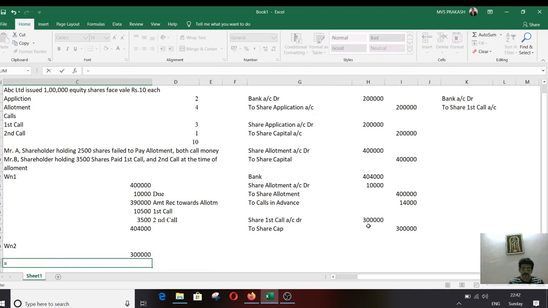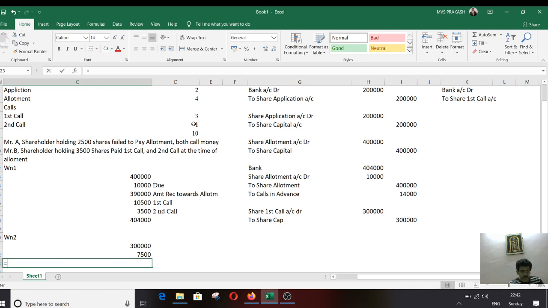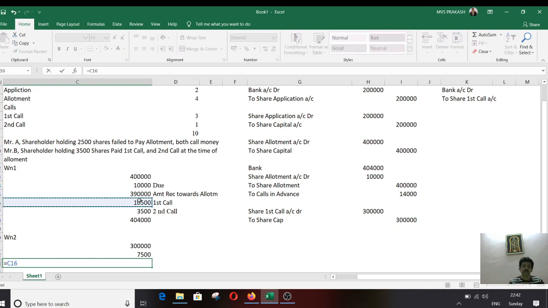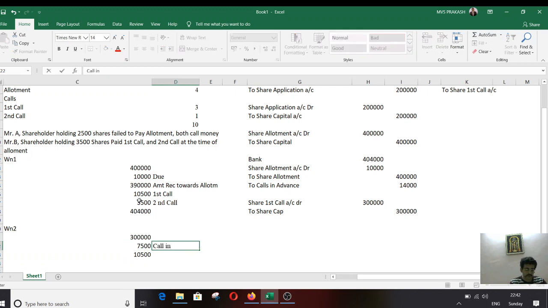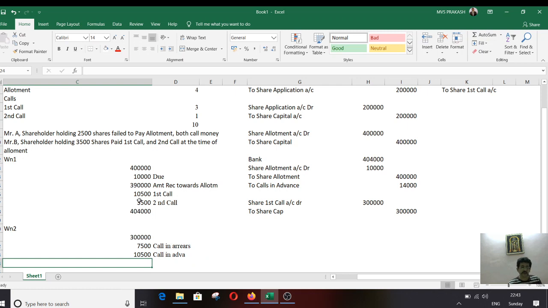But it is mentioned that 2,500 shares failed to pay both the calls. So I am not going to receive 3 rupees on this call. Now, already I had received 10,500 in advance, so I won't receive even this 10,500. Ultimately this is nothing but your calls in arrears, which you are supposed to receive but have not received. This 10,500 was in advance earlier. Now I am going to adjust this. That's the reason I need not receive this amount, because you had already paid me 10,500.